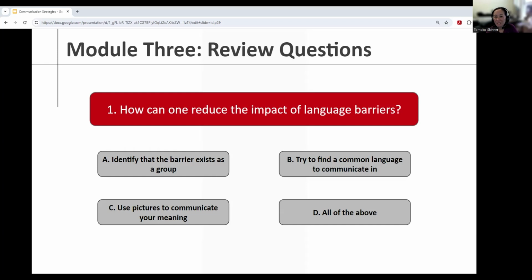I see some D, D, yes, correct. D is the correct answer. As a group, identify that the barrier exists. Identify things that the group can do to minimize it, and a picture speaks 1,000 words and can communicate across languages. If you are going to be communicating with a person on a long-term basis, try to find a common language.